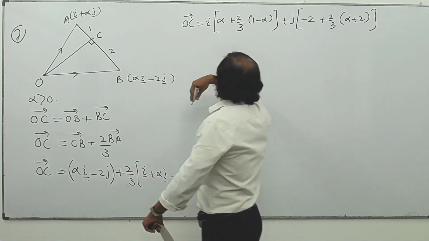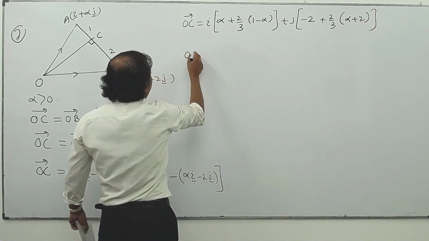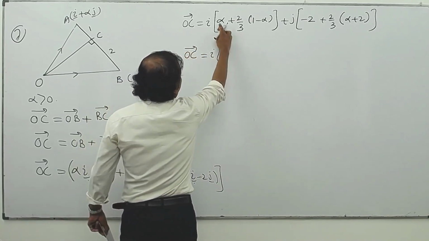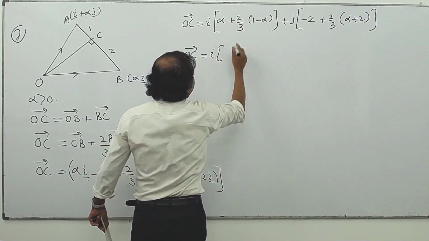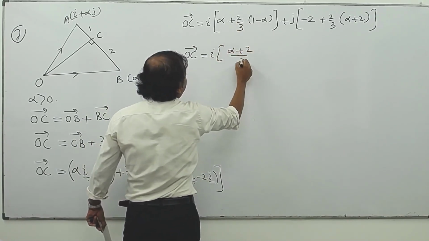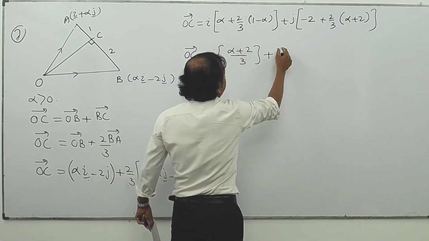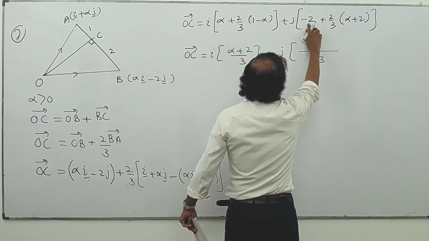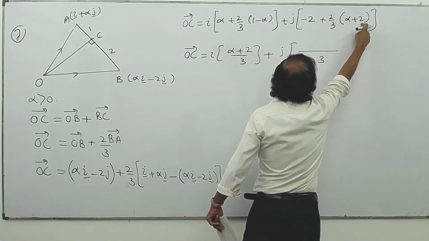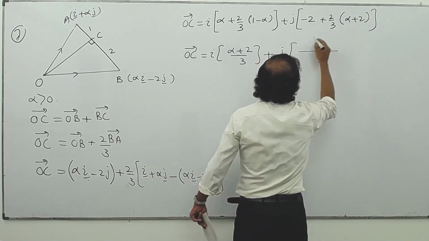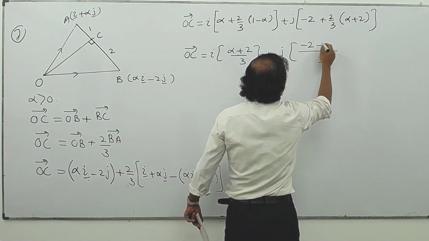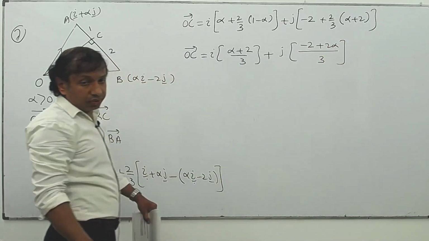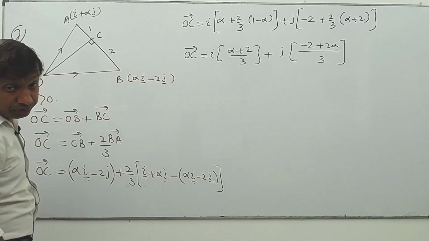Now we'll simplify this further. OC: i times 3 alpha minus 2 alpha, it's alpha plus 2 by 3. Here j, take here 3, here minus 6 plus 4, minus 6 plus 4 minus 2 plus 2 alpha. Right. Okay, people? This is what we get as OC. Understood? This is our OC.